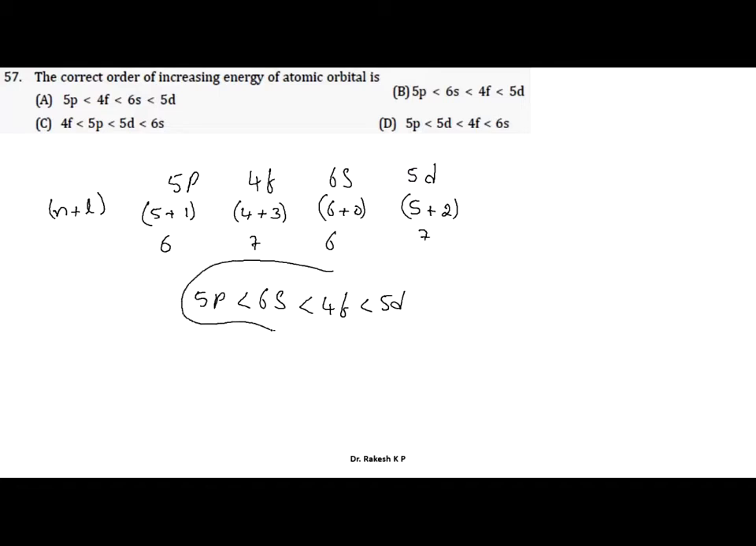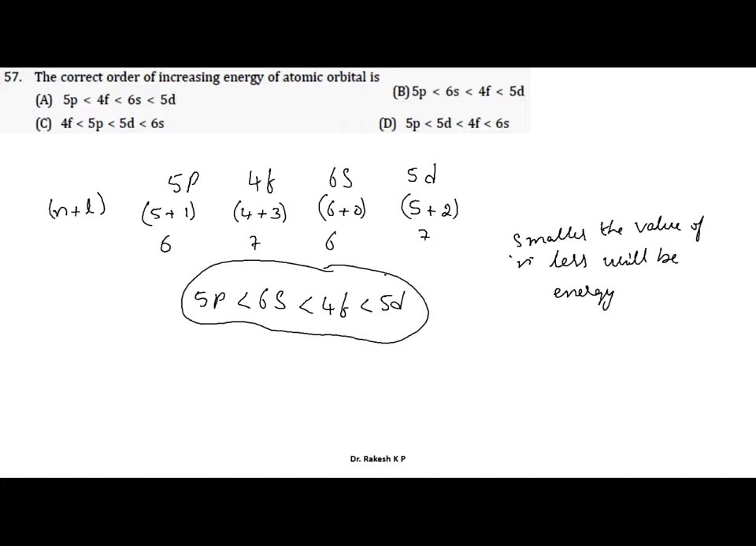Remember one thing, if the n plus l value is the same, then we have to identify that the smaller the value of n, the less will be the energy. This one you have to remember. Hence in this case the option is B.